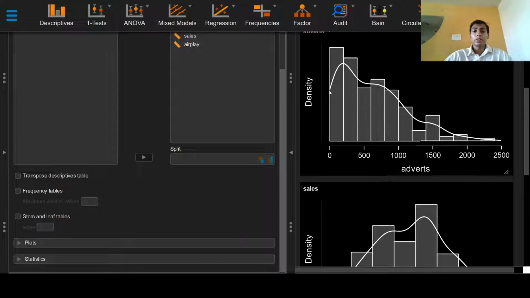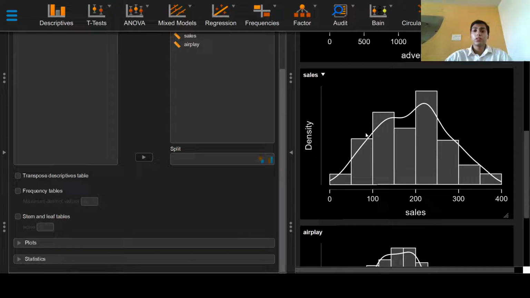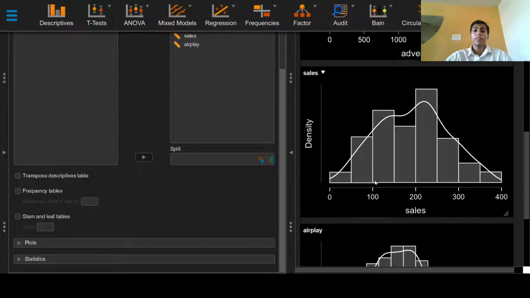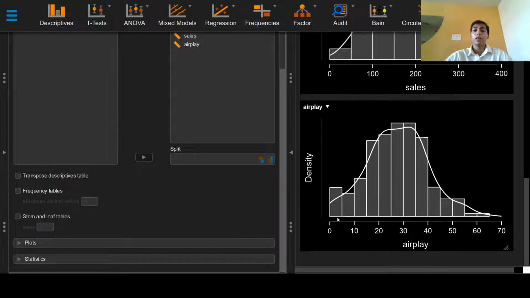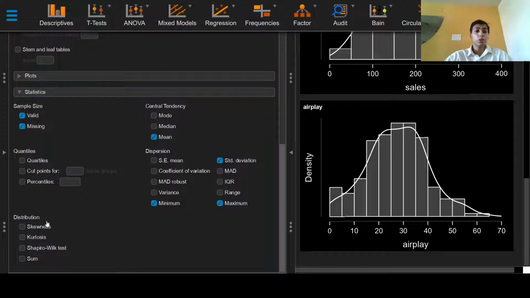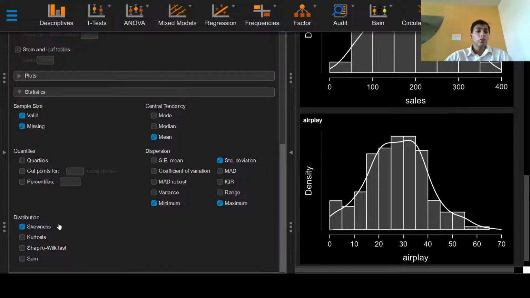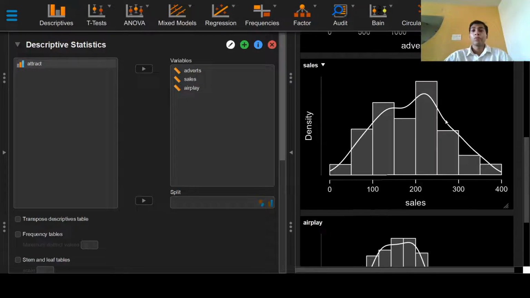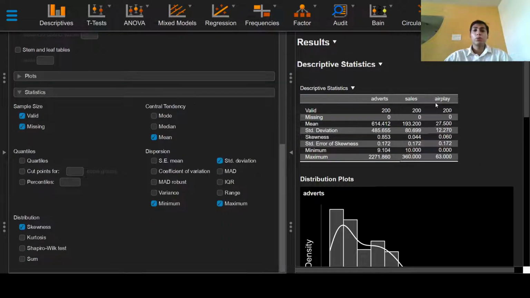So these are the data distribution curves for one variable advertisements, one variable sales, and the third variable airplay. To get a quantified skewness, we will select the skewness option underneath the statistics option in the descriptive statistics option right here in JASP. When we select skewness, we will get these magnitudes.